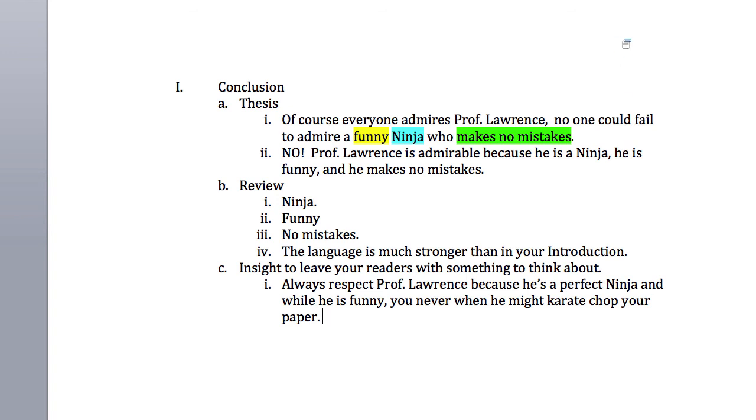Notice, of course, this isn't very insightful. And here's a trick. Look for the insight at the beginning of your paper. If you cannot come up with something significant to say about your fictional character, it's a good sign that maybe you've chosen something too superficial.